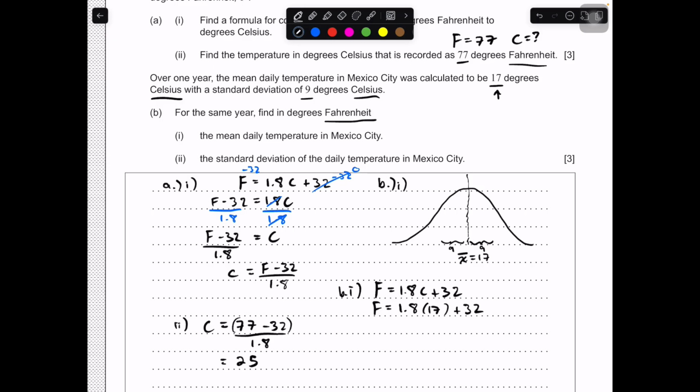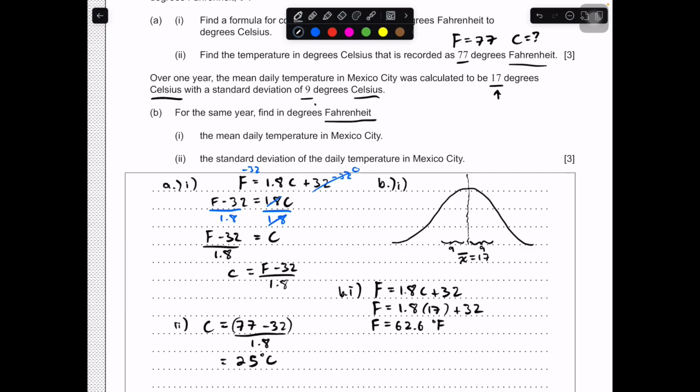1.8 times 17 plus 32. So it would be 62.6 degrees Fahrenheit. And then we can write degrees Fahrenheit. I should have written Celsius here actually as well. Alright, not bad. The standard deviation of the daily temperature in Mexico City.